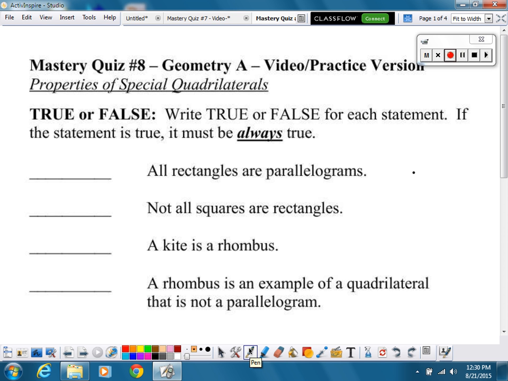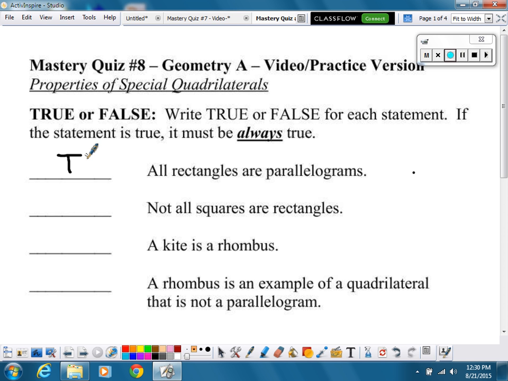First statement says that all rectangles are parallelograms. Think about that just for a minute and draw yourself a rectangle. All rectangles are indeed parallelograms. Opposite sides are congruent, opposite sides are parallel, all that stuff that goes into a parallelogram is a rectangle.